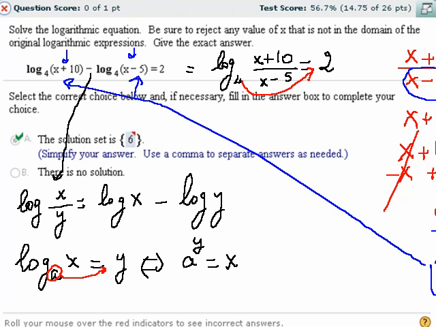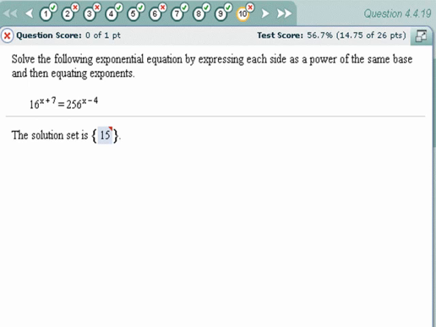All right, let's try the second question. Here's the second question. 16 to the power x plus 7 equals 256 to the power x minus 4. You notice here that 16 is nothing but 2 times 2 times 2 times 2. 2 times 2, 4 times 2, 8 times 2. This is 16, right? And also 256 is nothing but 16 times 16.